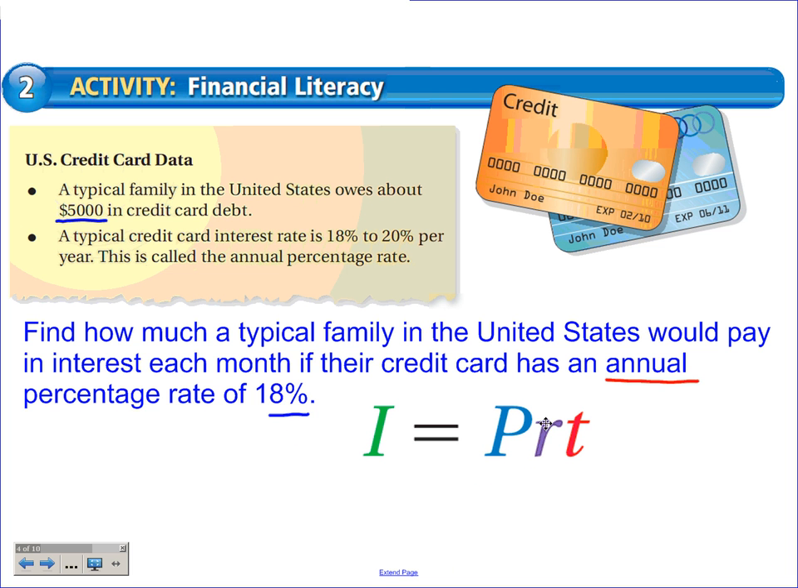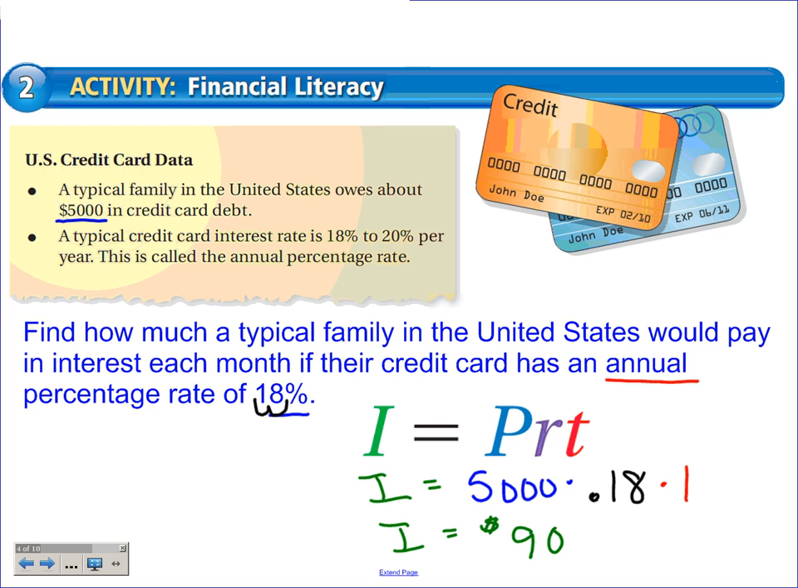So we'll move this up out of the way a little bit. Our interest is what we're finding. Our principal is 5,000 times our rate, which is 18%. We'll move our decimal point to the left 2 times, so it's 0.18, or 18/100ths, times our time, which is 1 year. Again, calculators out, put 5,000 times 18/100ths times 1. The interest on $5,000 at 18% for 1 year is $900.